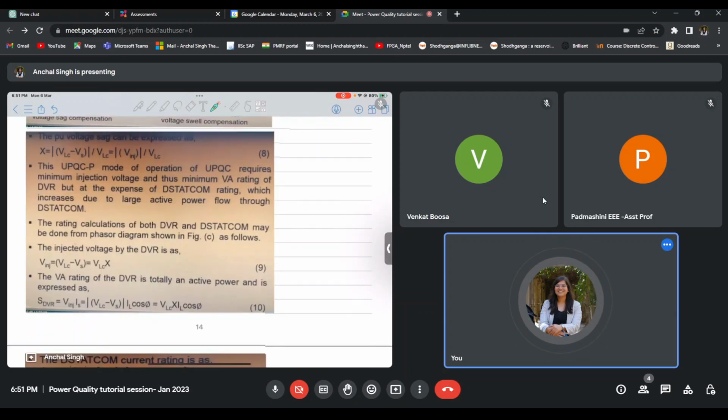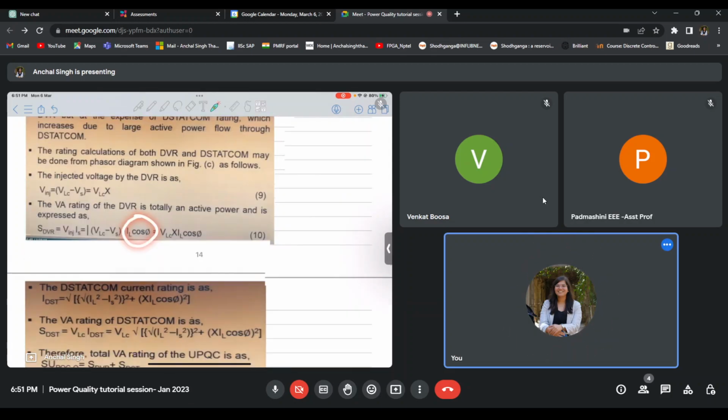So we can just obtain it using this expression. Similarly, the VA rating can be obtained as the injected voltage into current, and the supply current can be obtained from the D-STATCOM. Since the D-STATCOM is giving only active power in this case, it will be supplying only the bad part of the current, and therefore the source current after application of the D-STATCOM will be I cos phi. So this is the IS value here.